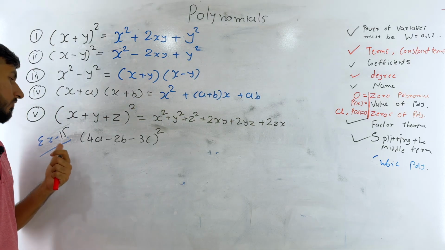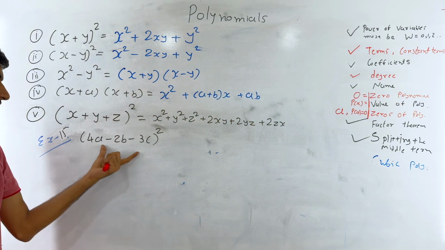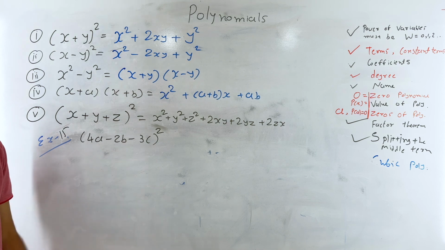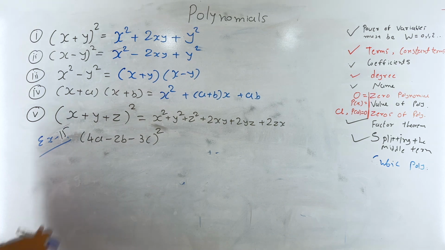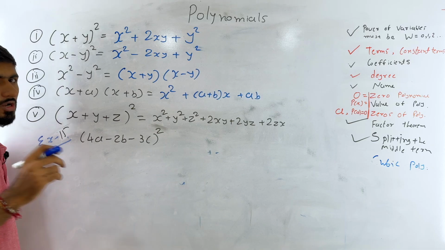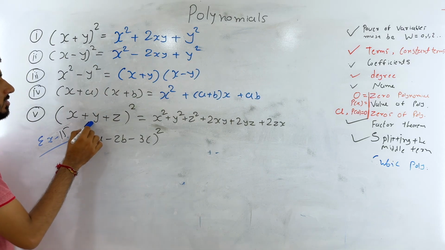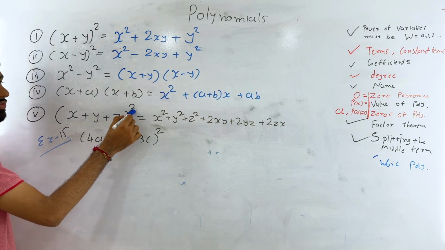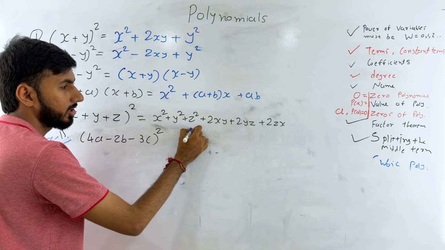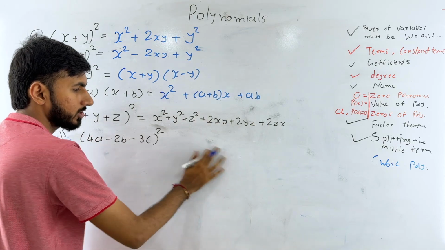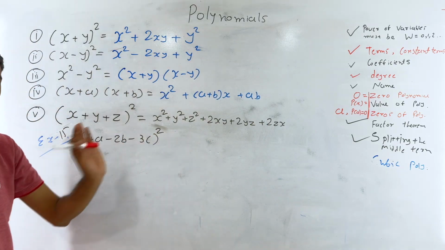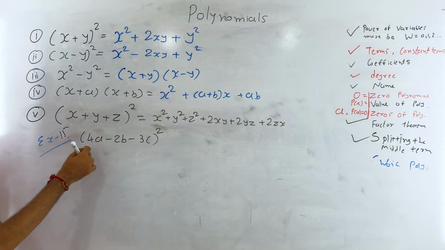So here is your 15th example. Your question is expand this. Once you see that you have a trinomial in your question, we have only one identity with trinomials, and that is x plus y plus z whole square equals x square plus y square plus z square, then 2xy, 2yz, 2zx, right? Very easy to remember.